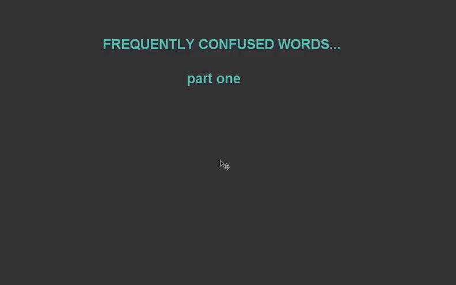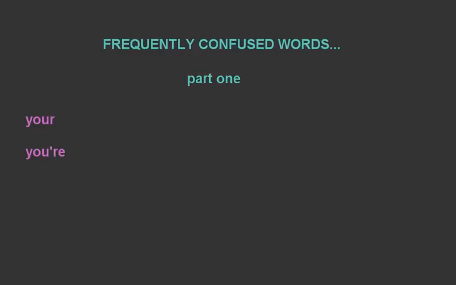In this lesson, we're going to look at frequently confused words. And this is just part one of two. These first two are very frequently confused when you are writing. It doesn't matter when you're speaking because no one can tell the difference. But when you're writing, they can be very different. And they are your and you're.